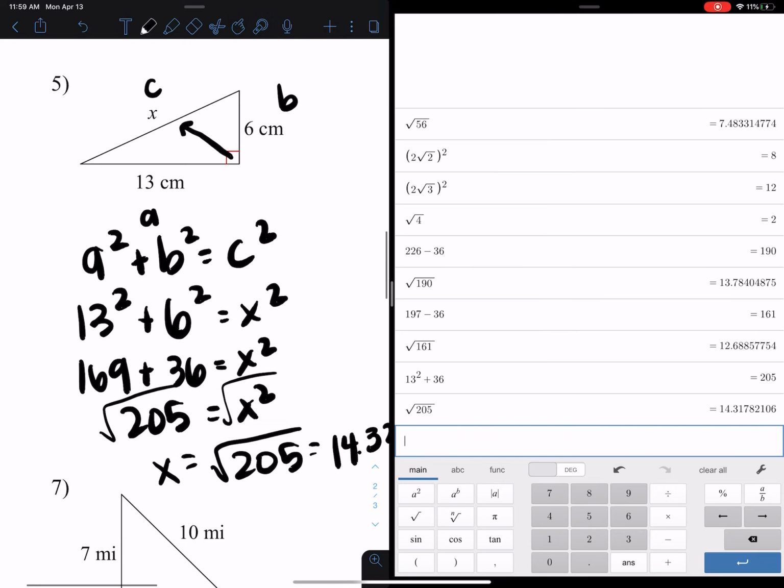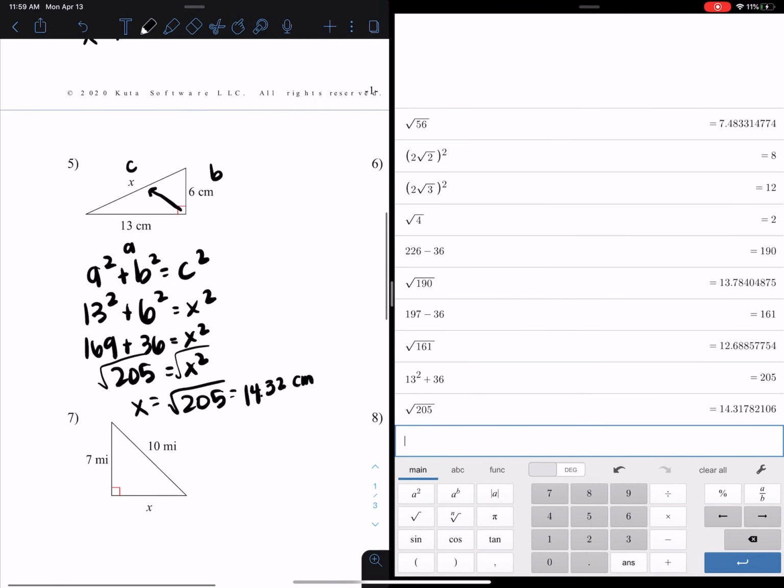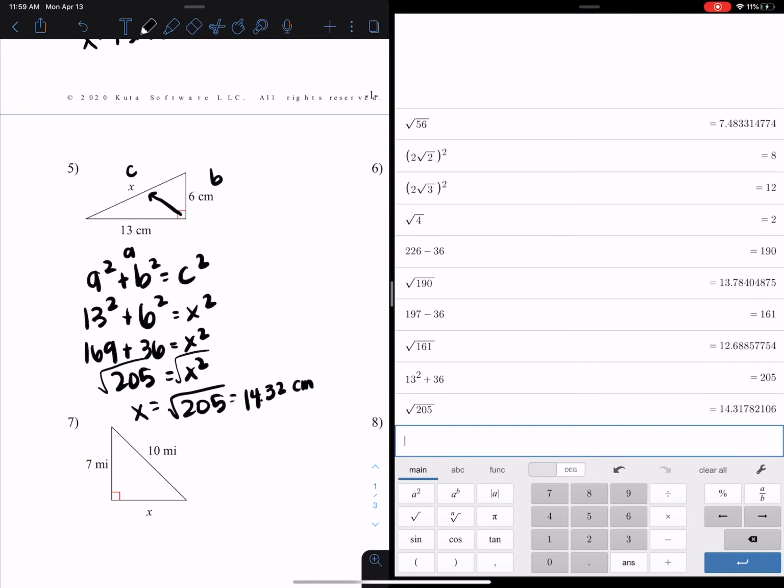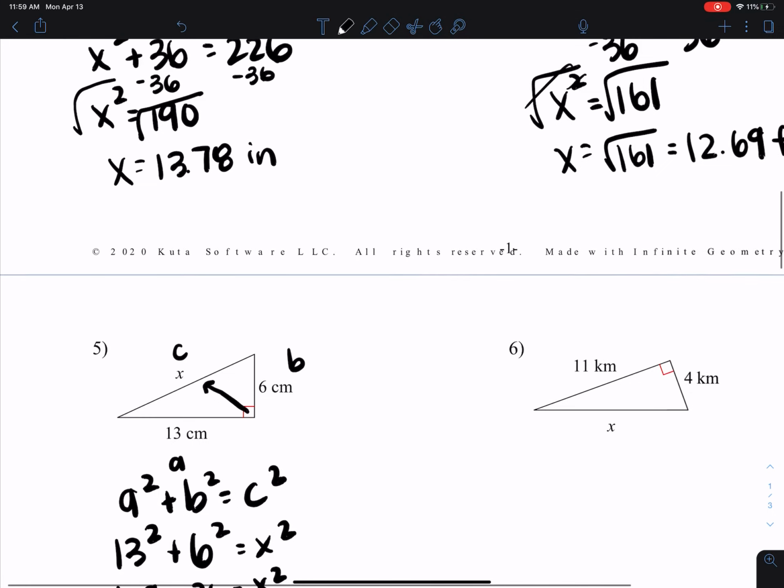Okay, so the rest of those should be fairly simple. We've done examples where we're finding the hypotenuse and where we're finding one of the sides. So I hope that helps. And let me know if you have questions.